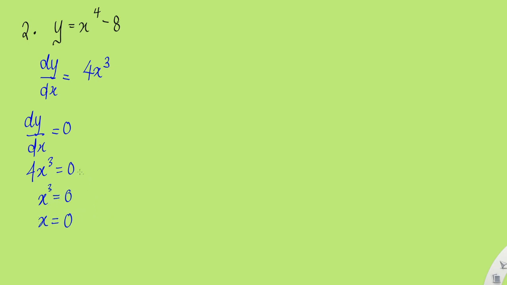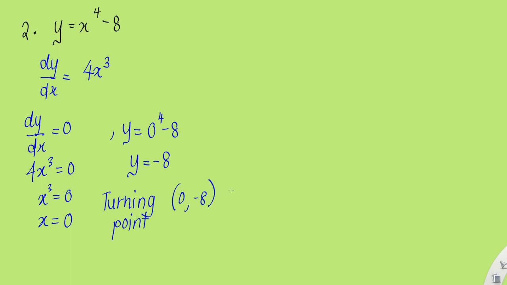Since x is 0, now we can find y. Substitute the 0 into the function. So 0 to the power of 4 minus 8. So y will be negative 8. So your turning point is 0, negative 8. Now the second part is you need to determine the nature, whether it's maximum or minimum. We know it's going to be a minimum point because the value of a here is positive. But how do you show it?